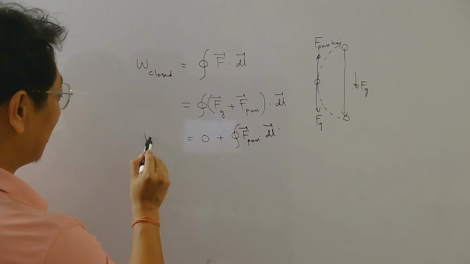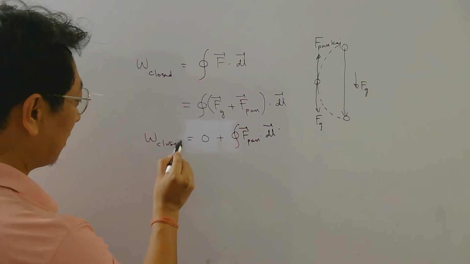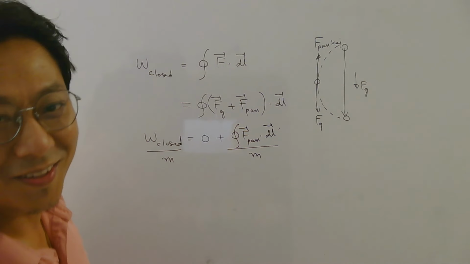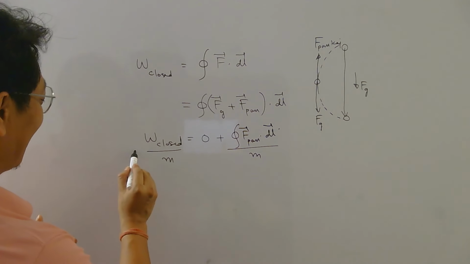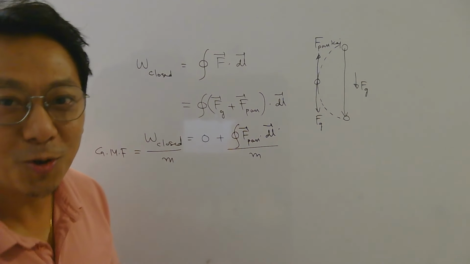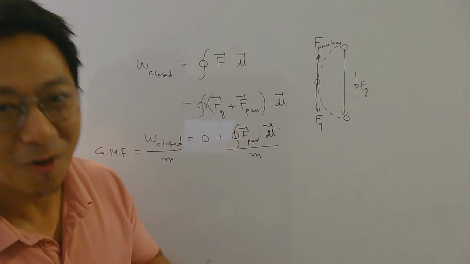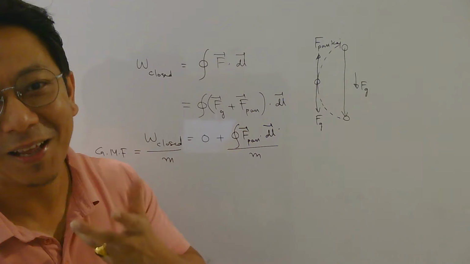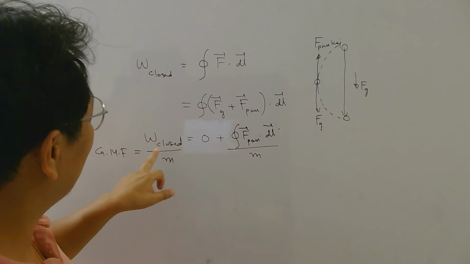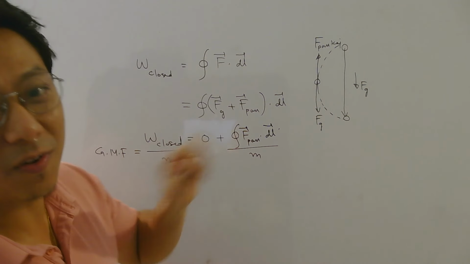So this work done in a closed path, if I now divide by mass of the marker, then I can call this GMF, gravitomotive force. Now obviously this is just a bad name which I have given. It is not a force. It is actually work done by a non-conservative force.